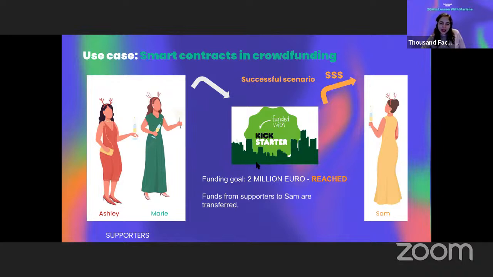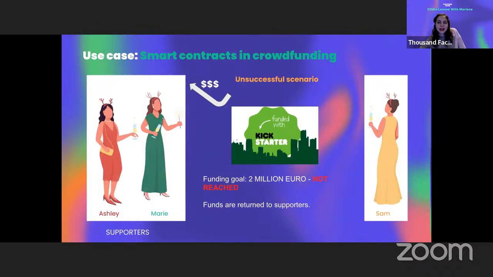In that way, the friends have trusted Kickstarter to give the money, and Sam is happy to receive the money because she reached her goal. This is a successful scenario. An unsuccessful scenario is maybe the goal was a bit too high for an initial fundraising, so maybe she didn't reach the 2 million. What happens in this case is that the funds are returned to her friends by Kickstarter, and then Sam doesn't receive anything. So this is how crowdfunding normally works.